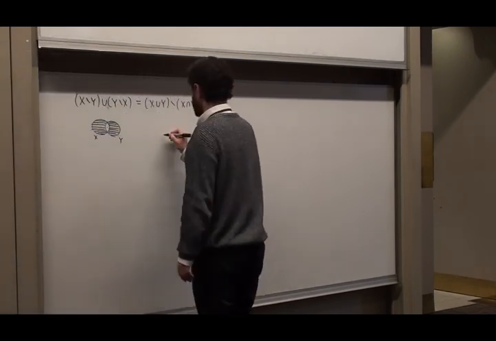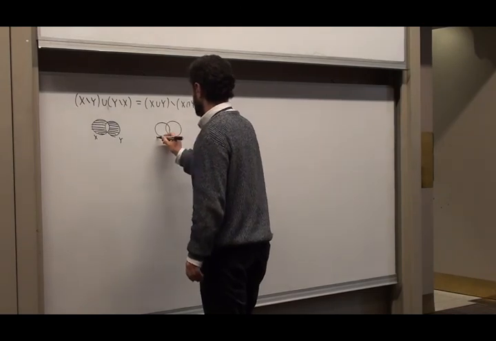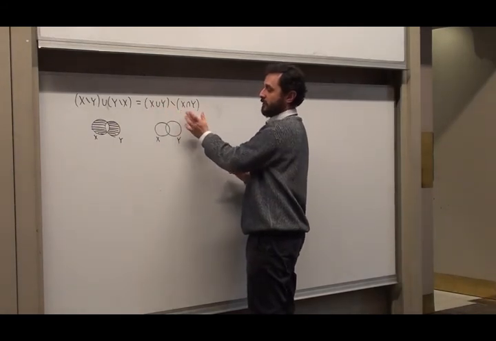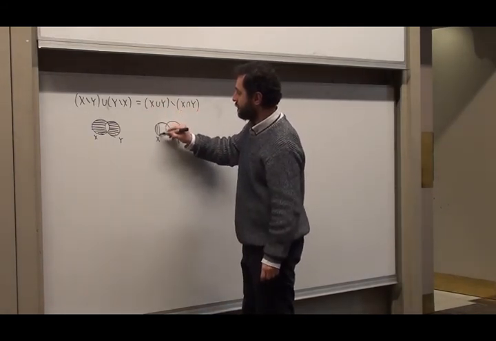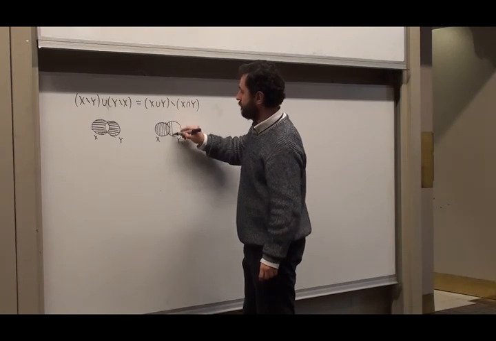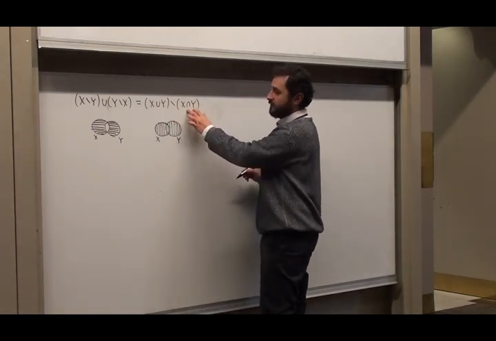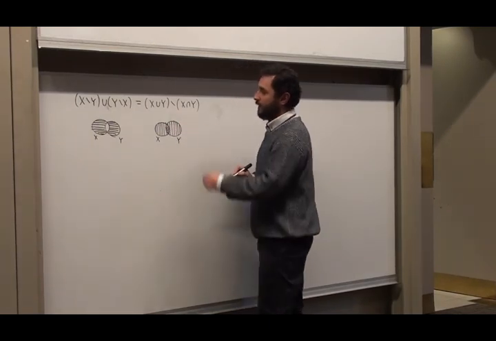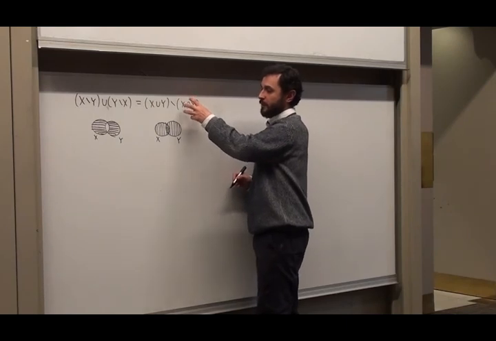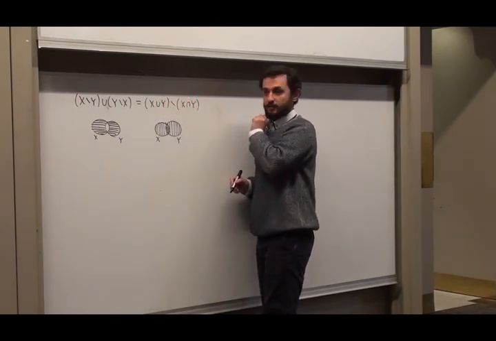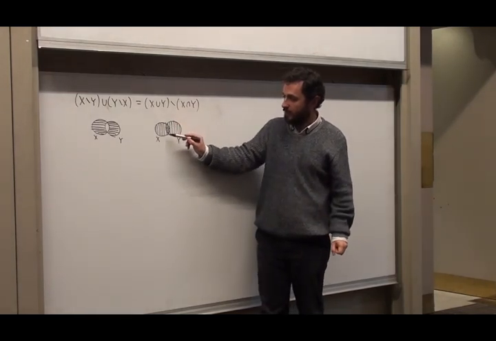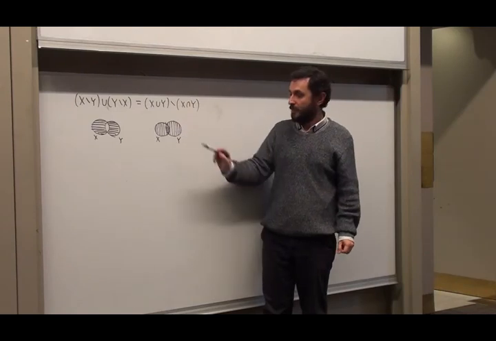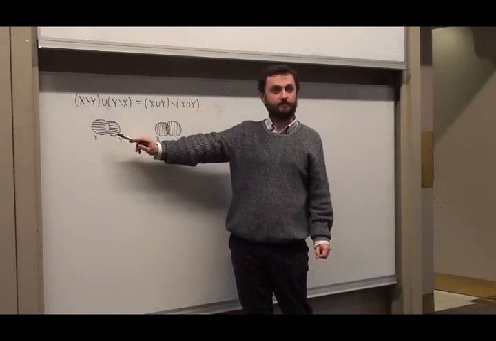On the other side, I will first compute x union y and x intersection y separately. So x union y is this. x intersection y is this. And now I have to remove the intersection from the union. So I will then end up with the shade that is only vertically shaded, not the one that has crosses. And then I will end up with the same picture as that.